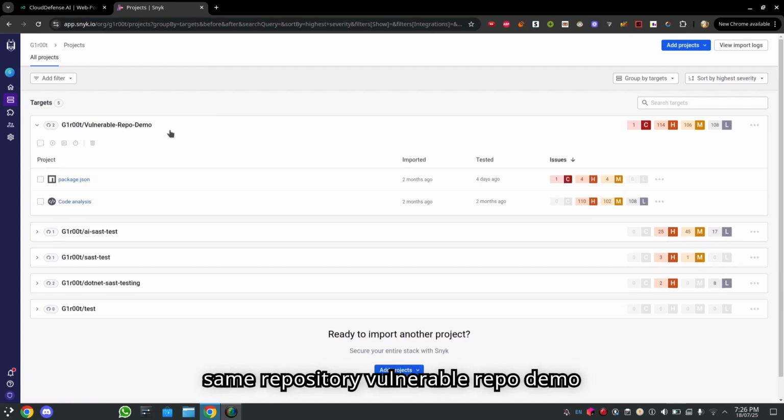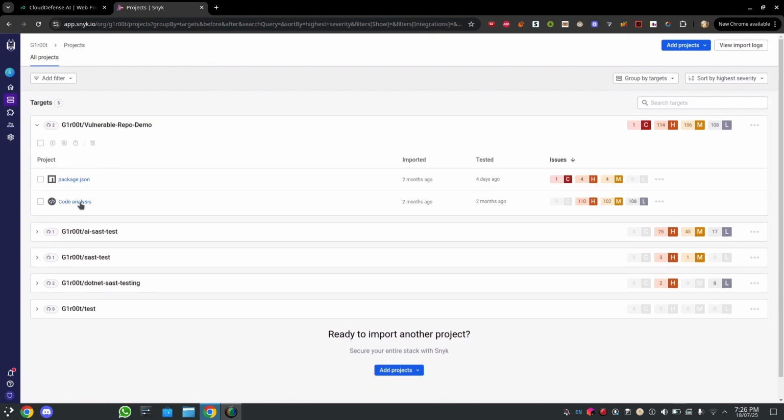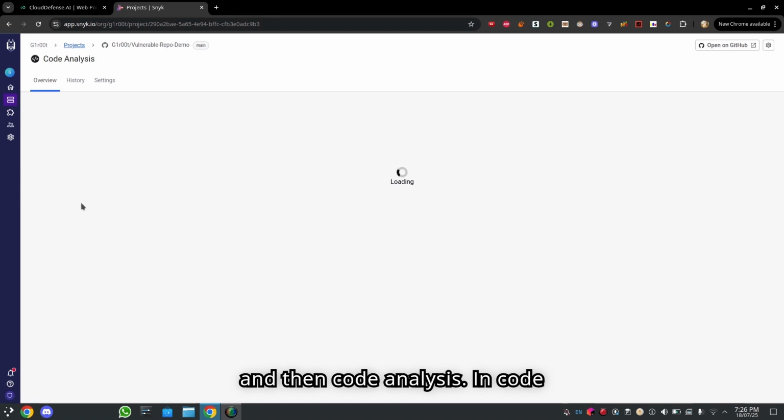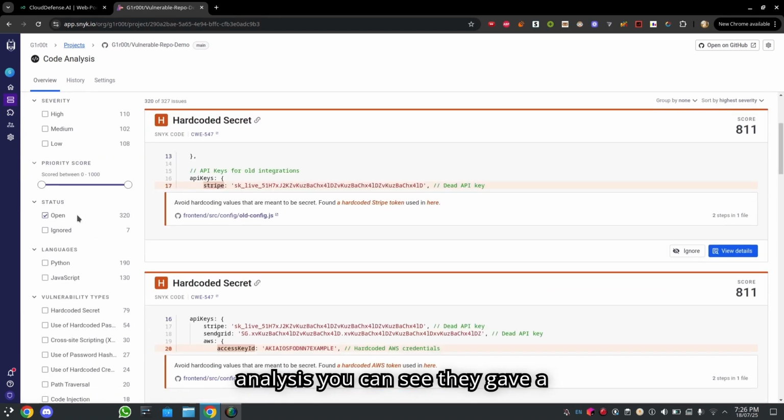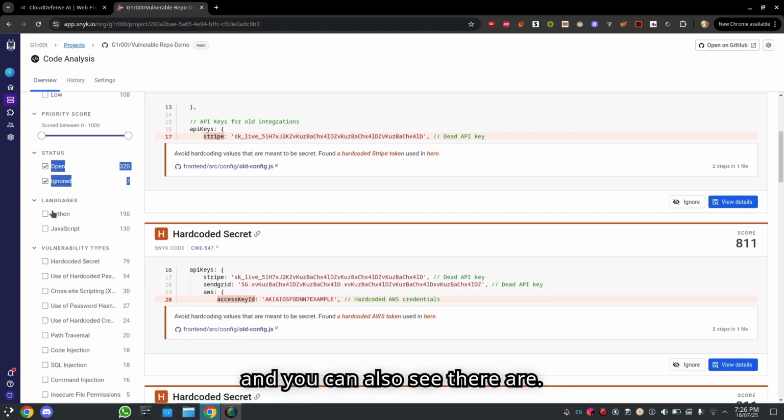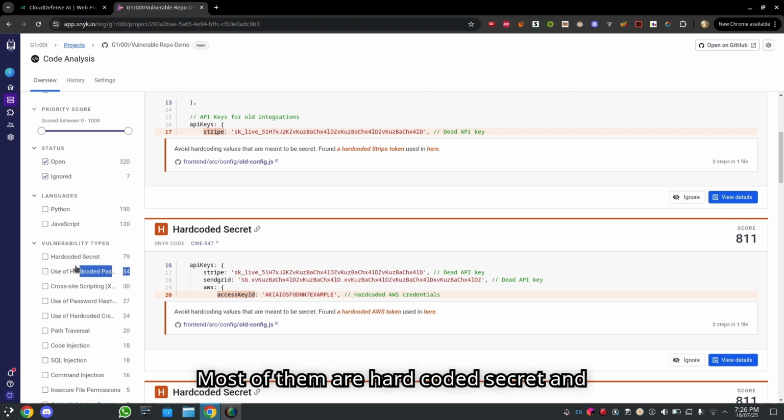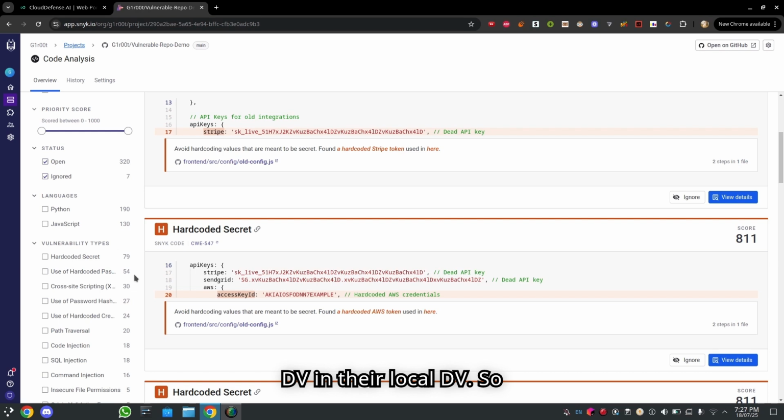As you can see, in the same repository, Vulnerable Repo Demo, and then code analysis. In code analysis, you can see they gave a total of 327 vulnerabilities only, compared to the 802 vulnerabilities QINA Clarity provided. You can also see that most of them are hard-coded secrets and hard-coded passwords. One more thing: Snyk saves these hard-coded secrets in their local DB. That's a very bad practice. QINA Clarity doesn't do that.